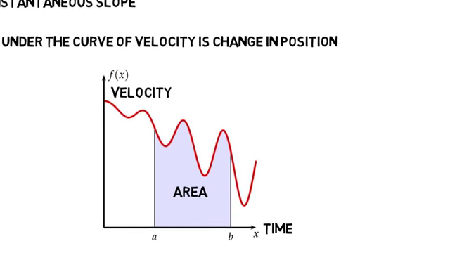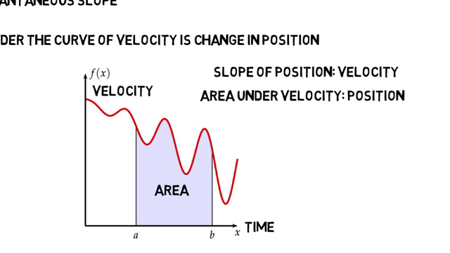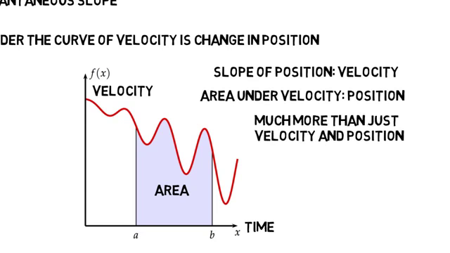This is kind of weird. The slope of position tells us velocity, and the area under velocity tells us change in position. So in calculus, area and slope are kind of opposites, which you'll see is actually mathematically true. Derivatives and integrals can be used for much more than just velocity and position, but those are the most obvious that we can all understand.